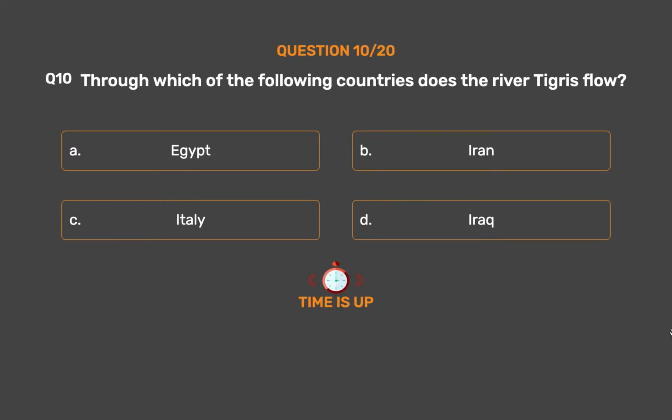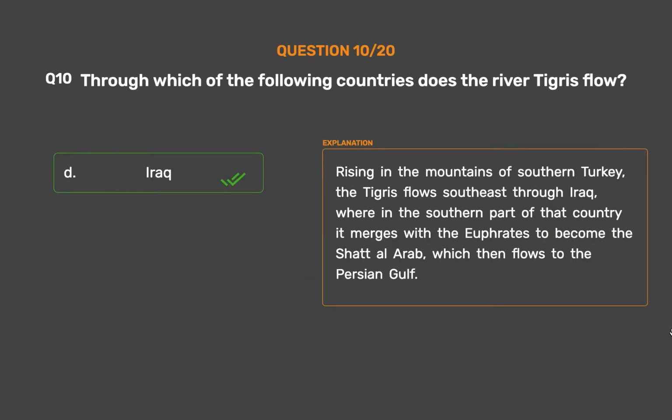The correct answer is option D. Iraq. Rising in the mountains of southern Turkey, the Tigris flows southeast through Iraq, where in the southern part of that country it merges with the Euphrates to become the Shatt al-Arab, which then flows to the Persian Gulf.